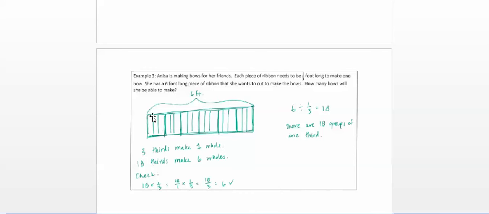So here we want to get students to draw 6 wholes, label 6 wholes. Each foot needs to be split into thirds, so there are 3/3 in one whole. There are 18 thirds in 6 wholes, so 6 divided by 1/3 means that I have 18 sections. There are 18 groups of 1/3, or that I'll have 18 bows. Okay.